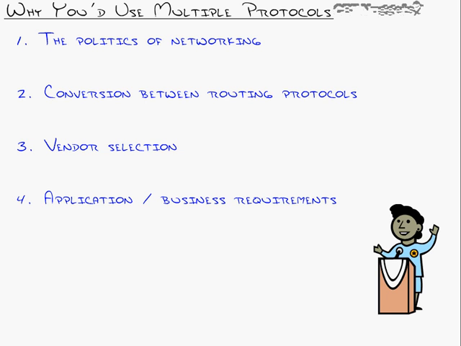So you can actually set up a server that acts as a router. But of course, that device can't run EIGRP because that is proprietary. So maybe based on the vendor that you select, you have certain protocols that you can and cannot run. Finally, you have your application and business requirements.